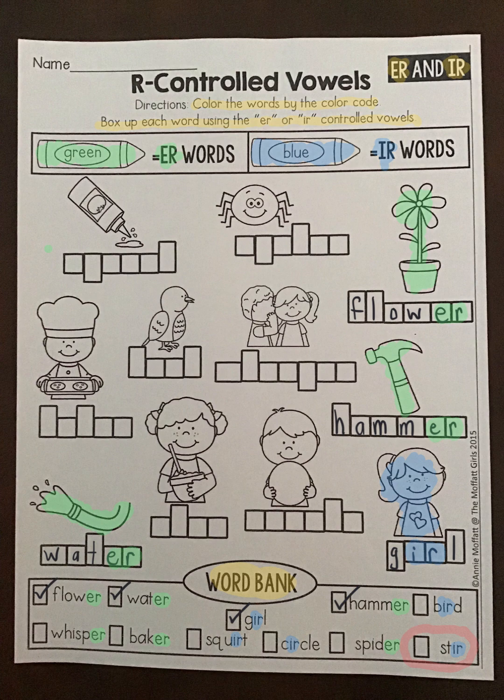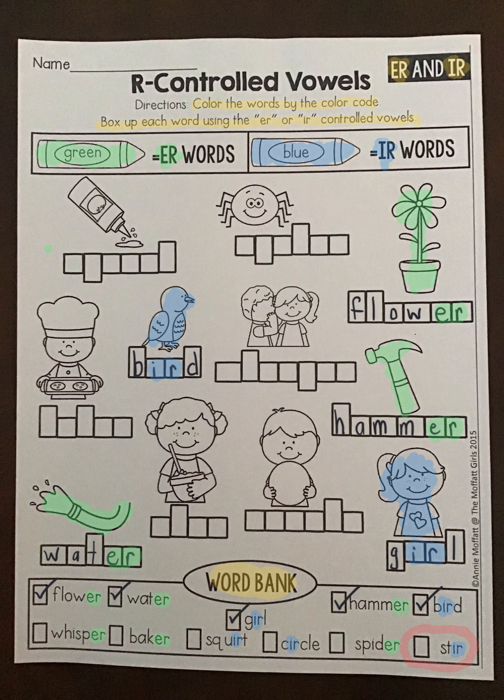And I think we have time for one more together. The next one is bird. B, d, bird. You can see we have our IR controlled vowel in the middle. And we'll just quickly color our bird blue.